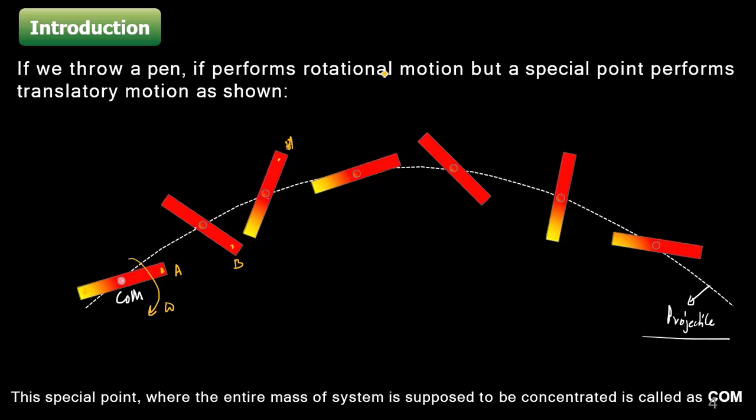So it is quite difficult to study the movement of any point other than the center of mass. The special point where the entire mass of the system is supposed to be considered is called the center of mass. If we throw a pen, it performs rotational motion, but a special point performs translational motion. All the points perform rotation as well as translation, but only the center of mass performs pure translation. There is no rotation of the center of mass. That's why it is easier to understand the movement of this particle, and that's why I decide to go for the center of mass equation.